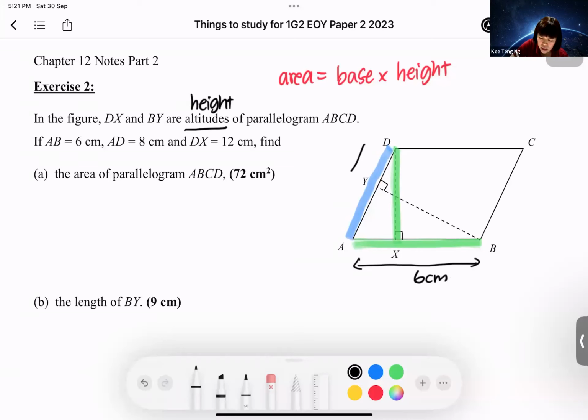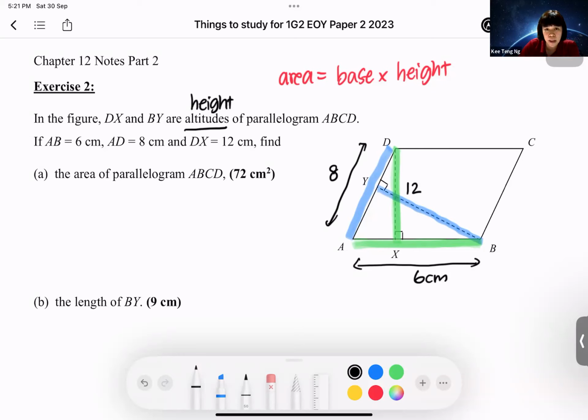AD is 8 cm, so this whole thing is 8 cm, and I need a pair of height for the base. That base will be, the height will be BY. Okay, and they tell you DX is 12 cm, so DX is 12 cm. Right? Find the area of the parallelogram.